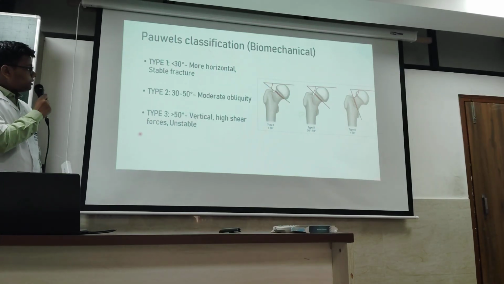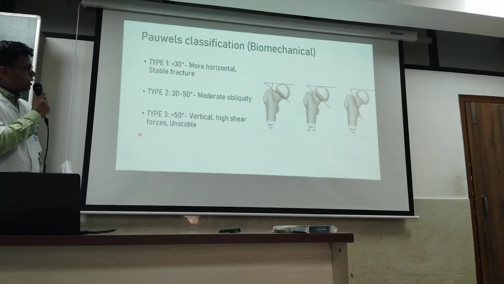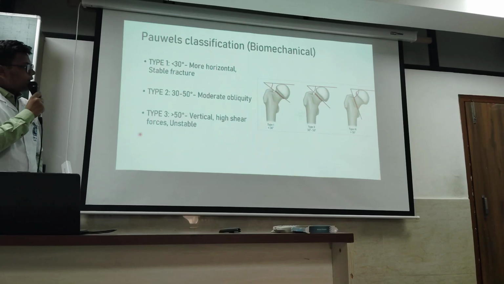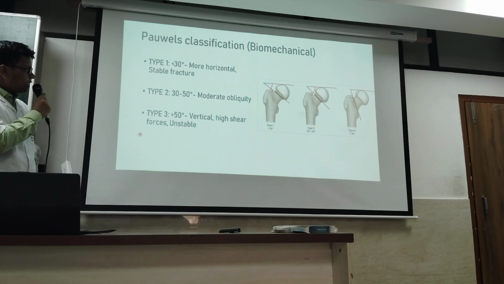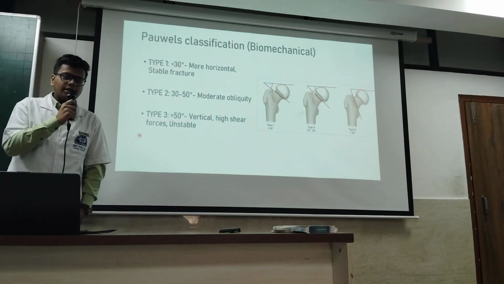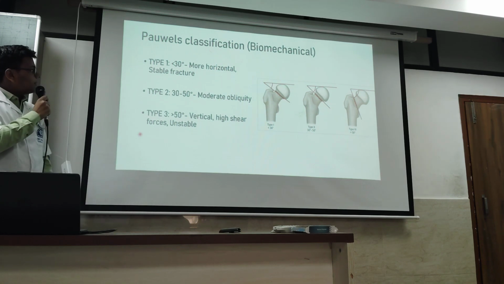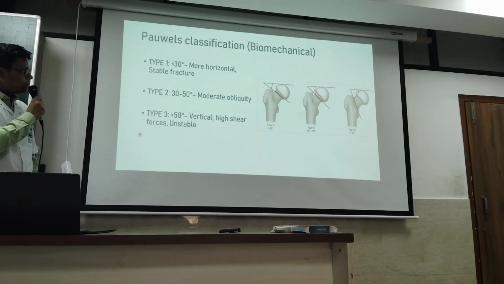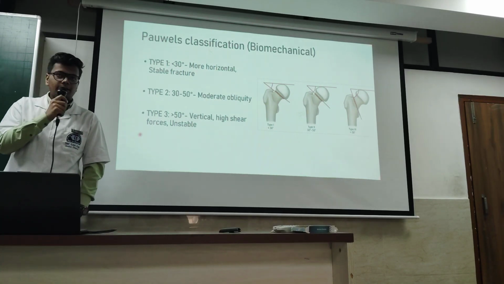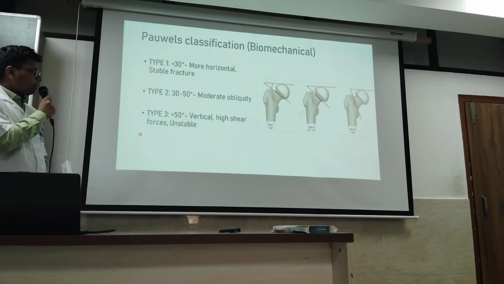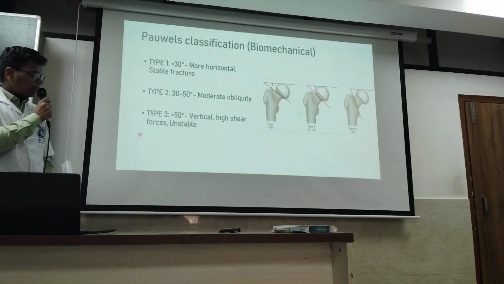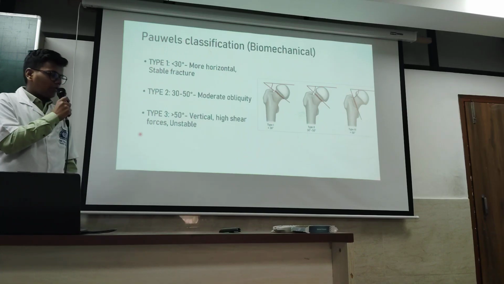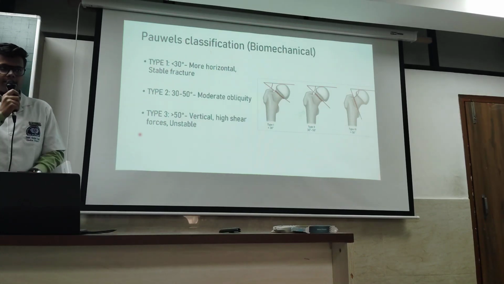There are generally 3 types, as you see. In type 1, the angle between the horizontal plane and the fracture line is less than 30 degrees. It is more horizontal and is a stable fracture, with high chances of union. Type 2 has an angle of 30 to 50 degrees, a moderate obliquity. In type 3, the angle is greater than 50 degrees, it is vertical with high shearing force, and it is relatively unstable. Thank you.